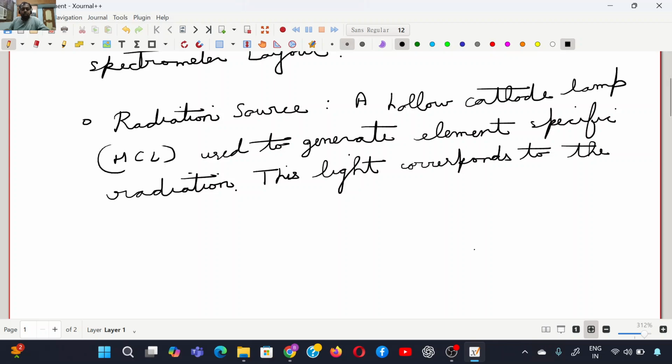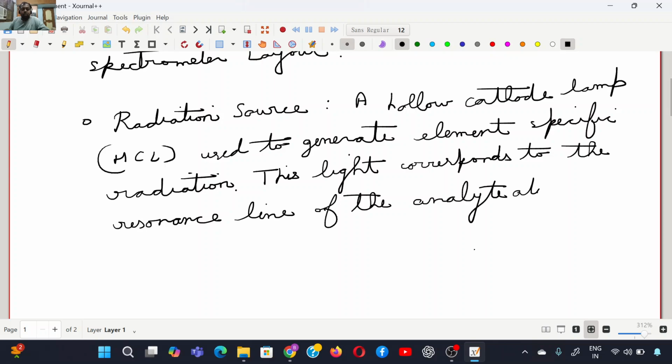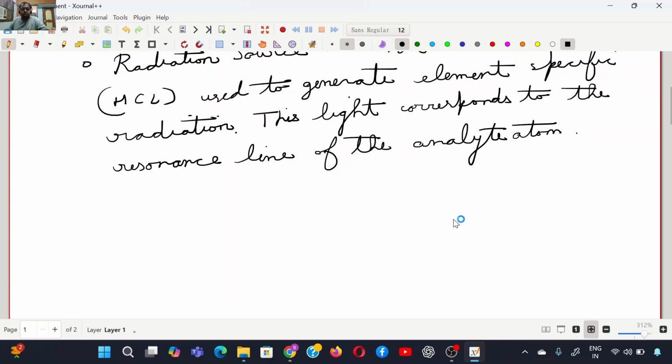This light corresponds to the resonance line, that is the first excited state of the analyte atom. So this hollow cathode lamp is the radiation source.